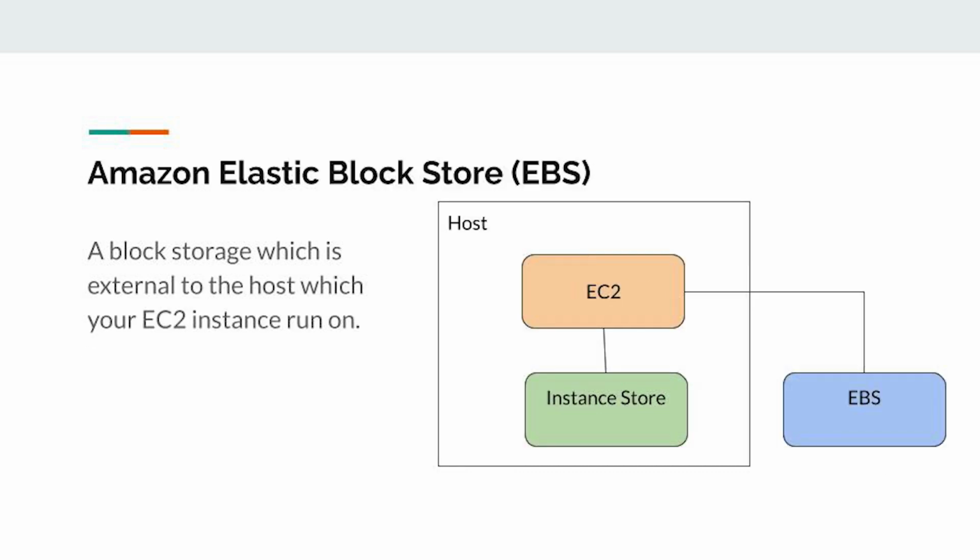Next topic, Amazon Elastic Block Store, also called EBS. EBS is also a block storage. Unlike instance store, it is external to the host which your EC2 instance runs on. Because of this reason, the lifecycle of EC2 instance does not affect the data in EBS volume. If you stop or terminate an EC2 instance, all the data on the attached EBS volume remains available.